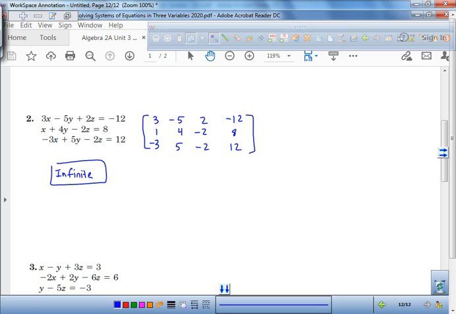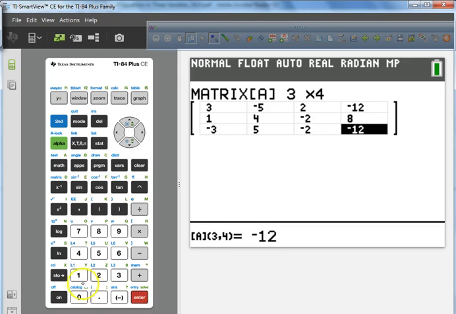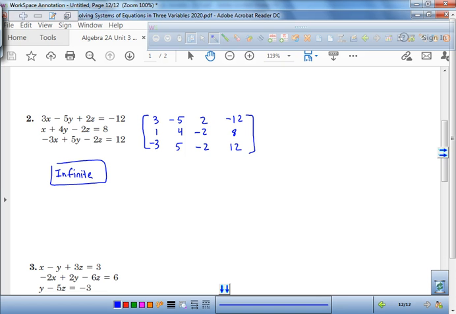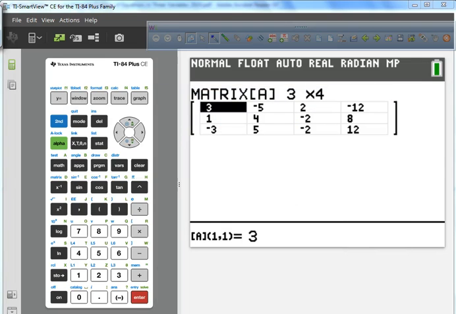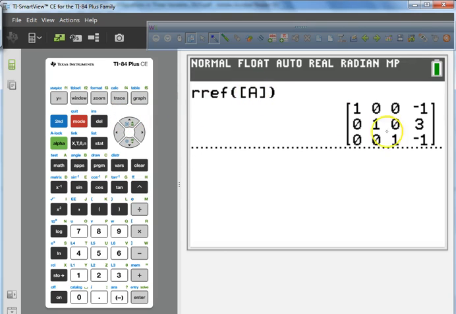Go to my third row. -3, 5, -2, 12. Let me make sure. -3, 5, -2, 12. All right, there we go. So now I have that all typed in. Okay? All right, so now that I have this typed in, we hit second mode. But here's the good news. This was the reduced row echelon form of our last problem, but we just edited matrix A.